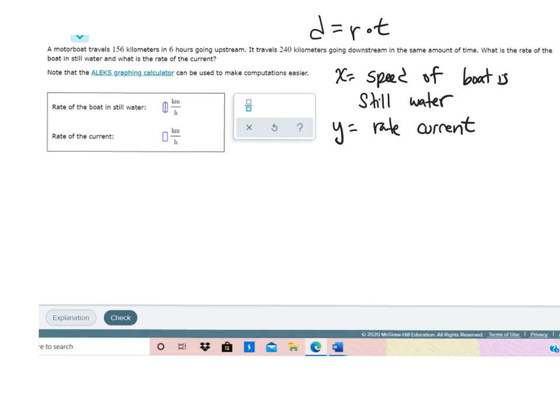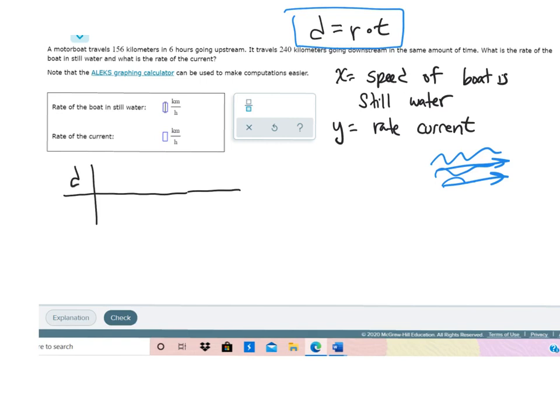So we have this river. The water is pushing in some direction. We want to know how fast that water is going, and then we want to know if there was no current, how fast would the boat go. So this equation is going to be very, very helpful for us in creating our two equations, because just like before, we're going to try to create two equations.